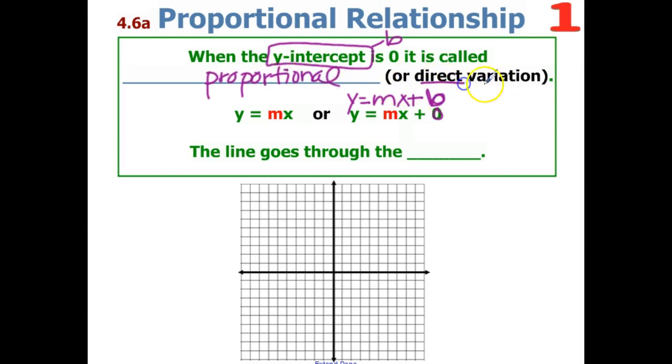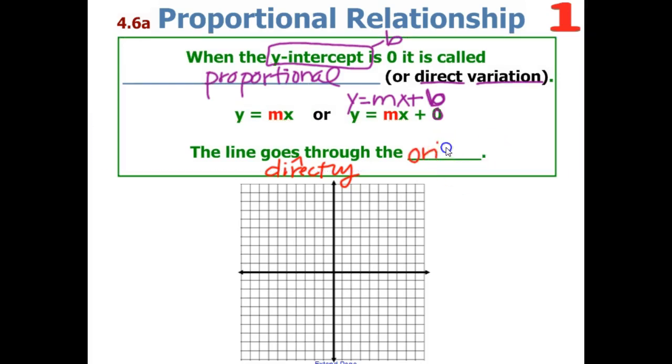Or we also call this direct variation. We call this direct variation because the line goes directly, you can insert that word in there, directly through the origin, or the middle of the graph. So proportional is just another way to say direct variation.